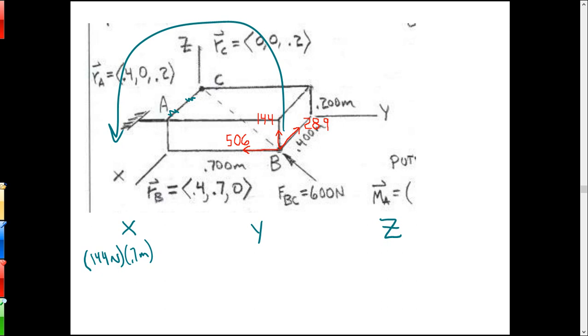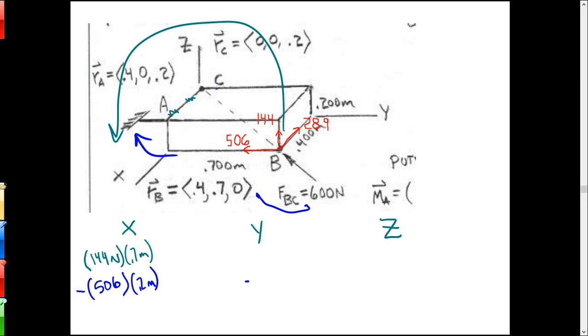It kind of looks like it's X, but in the opposite direction. All right, so the opposite direction would be a negative then, wouldn't it? Yeah, coming around that way. Okay, so that'll be a negative X. And what is that? 506 times, what's the moment arm on that? 0.2. 0.2. All right.